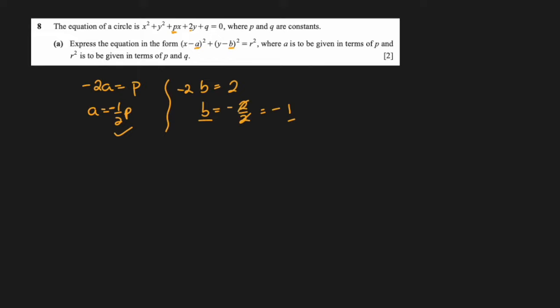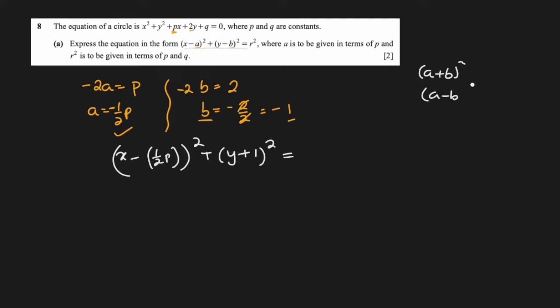Now with these values, if we expand this one, what will that be? X minus half p square plus y minus 1, which is plus 1 square, equal to, we'll use the a plus b whole square and a minus b whole square identities. Here we have a minus here. So when we open this bracket, it becomes x plus half p square, and this becomes y plus 1 square.